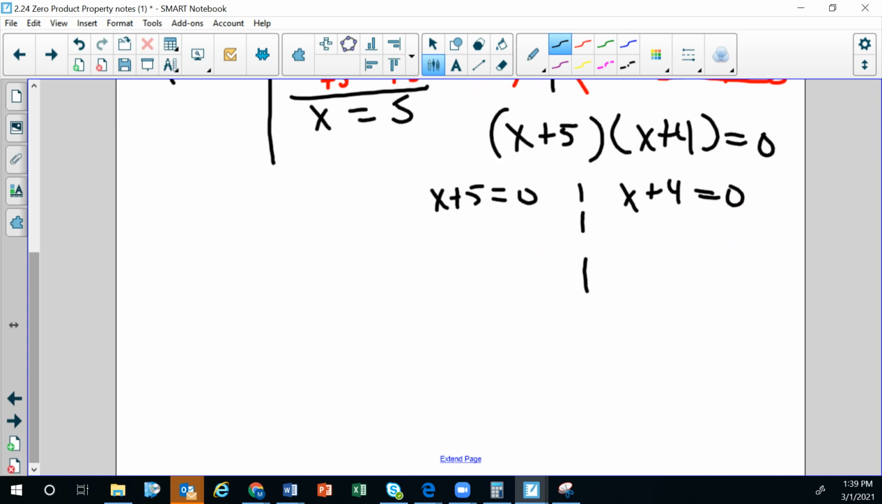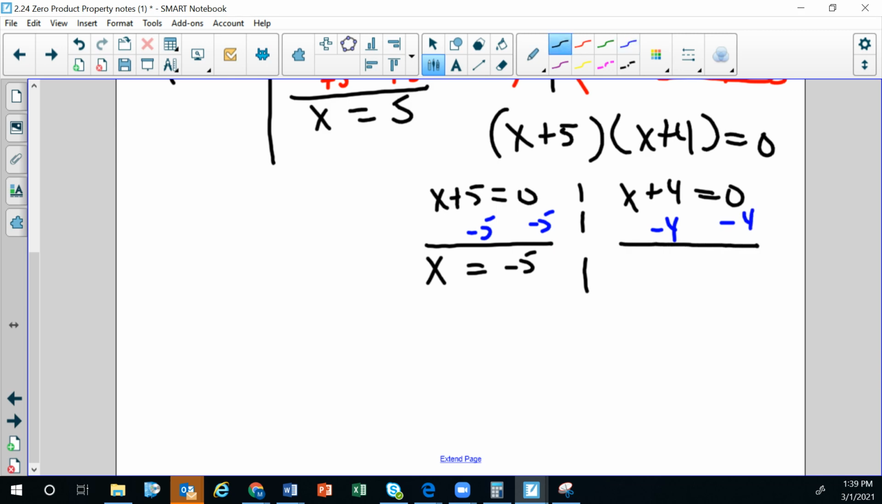And let me extend my equation a bit. I'm going to add a negative 5 here and a negative 5 there. Draw my line, so that gives me x is equal to negative 5. That is one solution, or (-5, 0). On the other side, if I add a negative 4 here and a negative 4 there, I draw my line. That gives me x is equal to negative 4. And that's my other solution, okay?